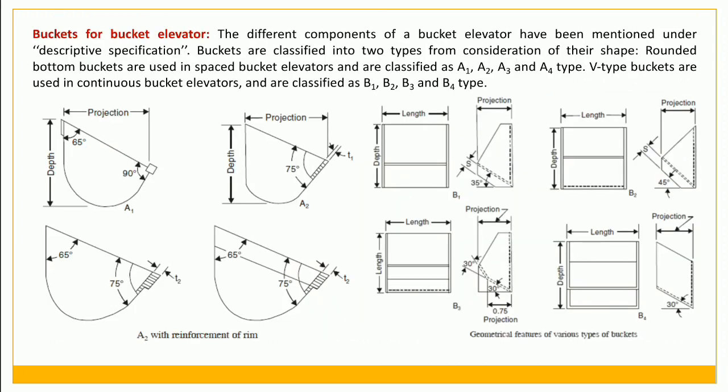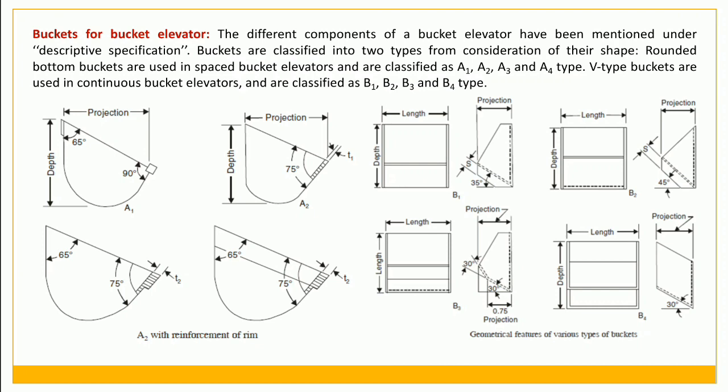Now, since we are discussing bucket elevators, we must know what the bucket is for bucket elevators. The bucket is the most important part of any kind of bucket elevator, and defined components of a bucket elevator can be found in a single BIS specification, the specification for bucket elevators. The specification number is IS 6833, 1973, which was reaffirmed in the year 1996.